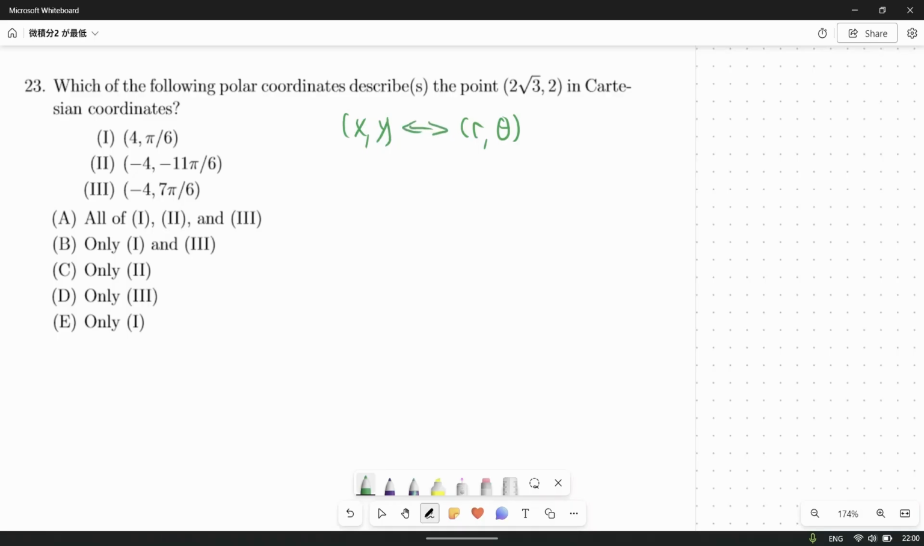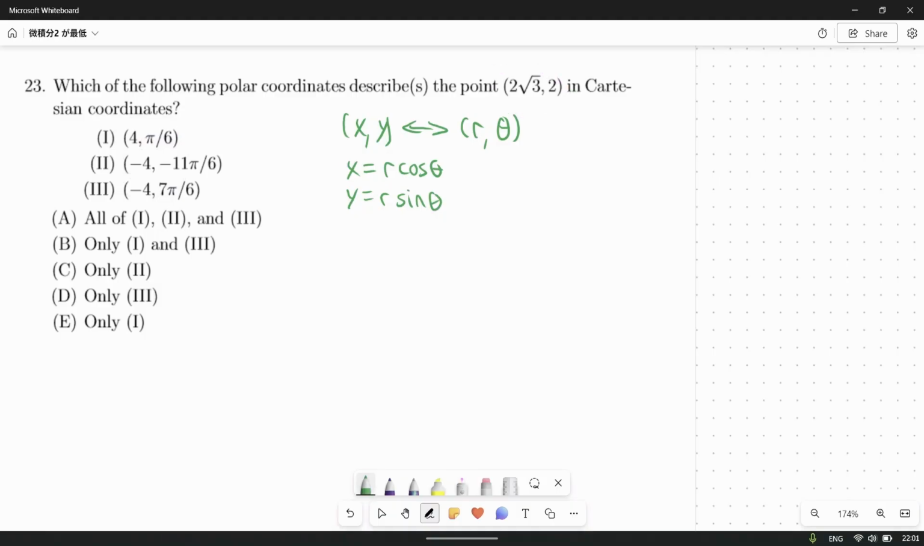And so the conversion formulas between Cartesian and polar are going to look something like where x is going to be equal to r cosine of theta, and y is going to be equal to r sine of theta. So to go about this question, it would just be as simple as plugging in each of these terms into these formulas, and then it'll spit out something in Cartesian, and we'll just see if that's going to be equal to this case over here.